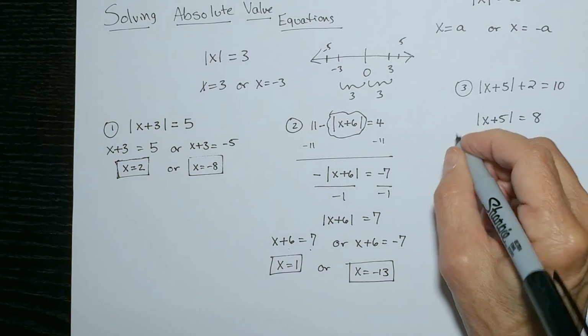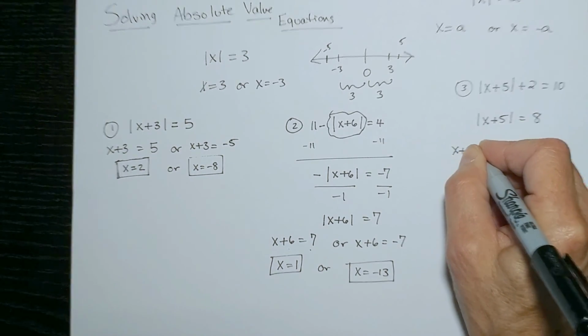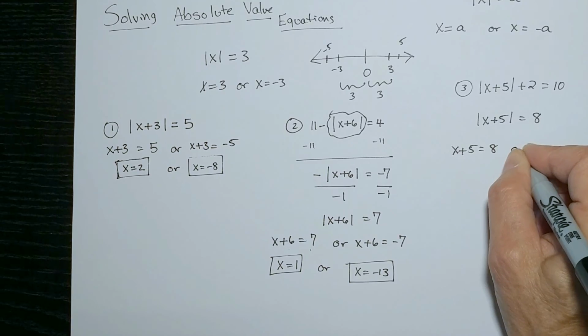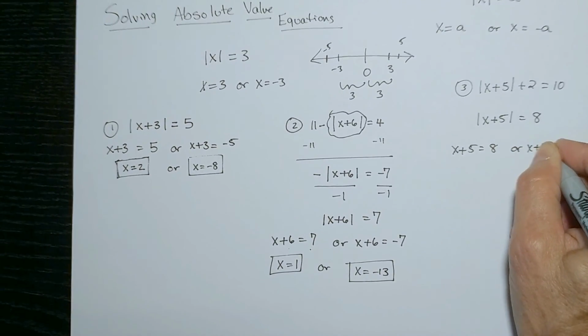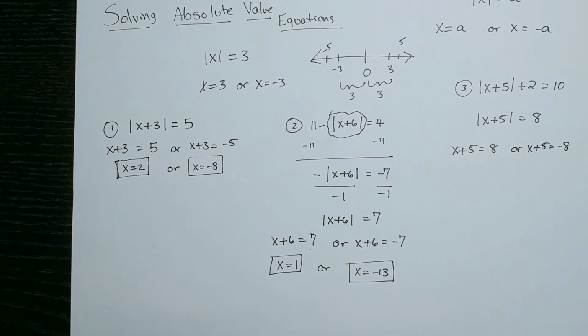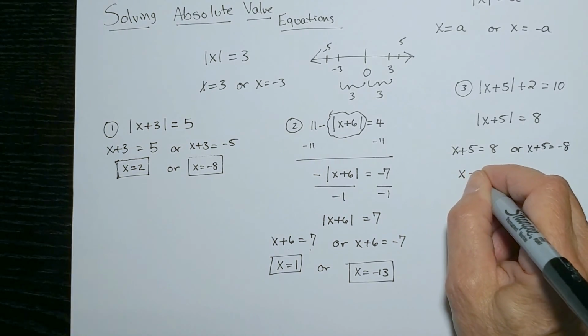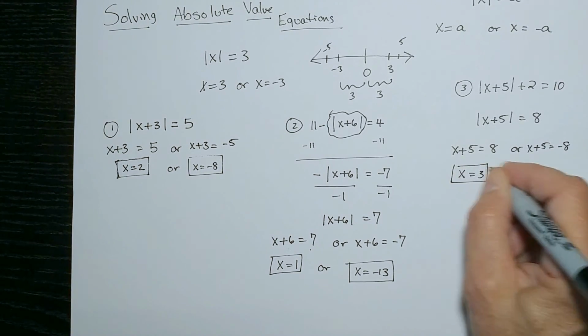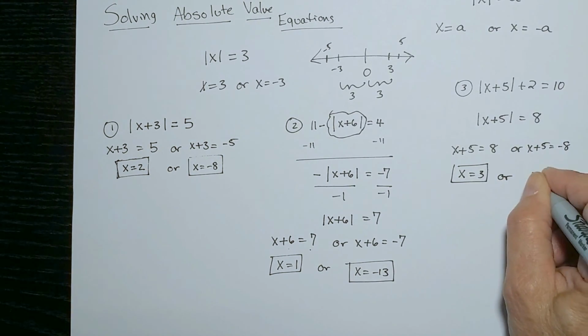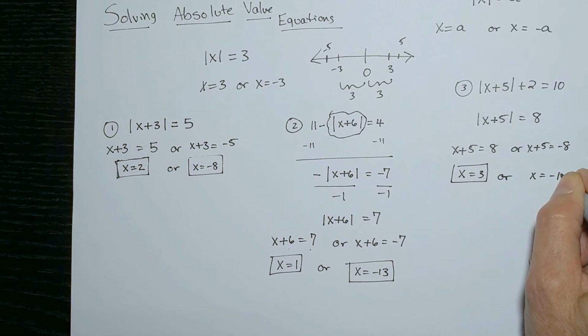X plus 5 is equal to 8, or x plus 5 is equal to the opposite of 8. Now solve each of these for x. Subtract 5 from both sides and we get x is 3. Subtract 5 from both sides and we get x is negative 13. So those are a few examples for solving absolute value equations.